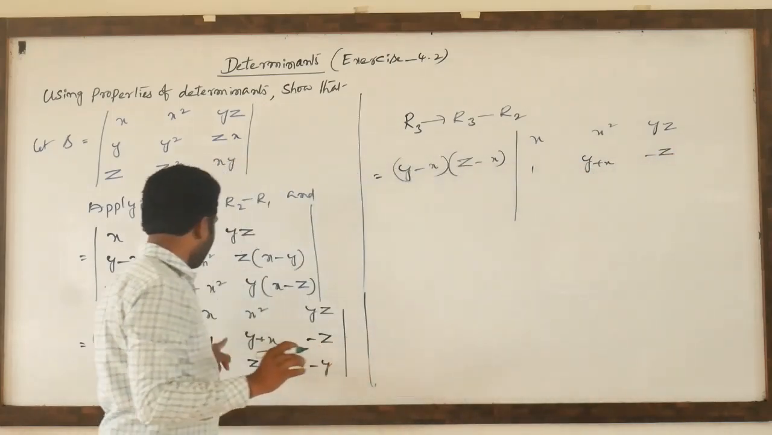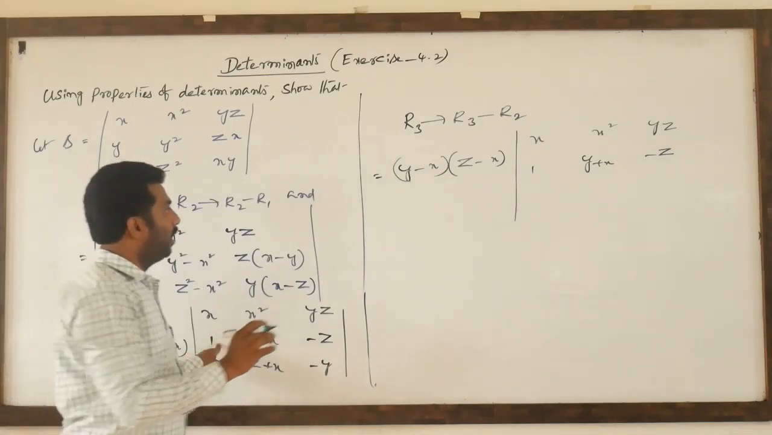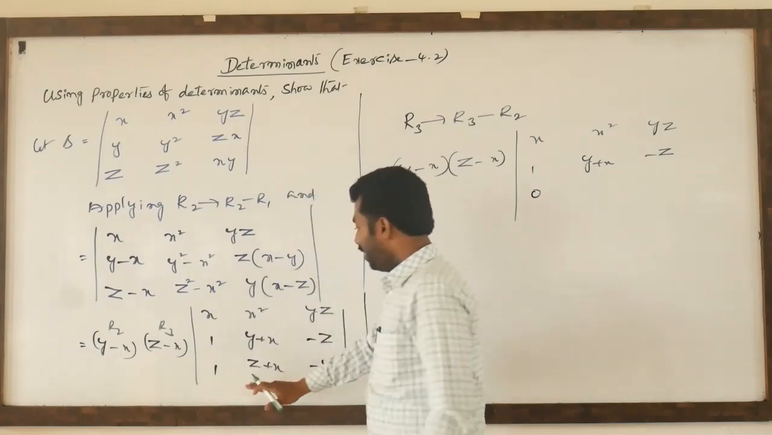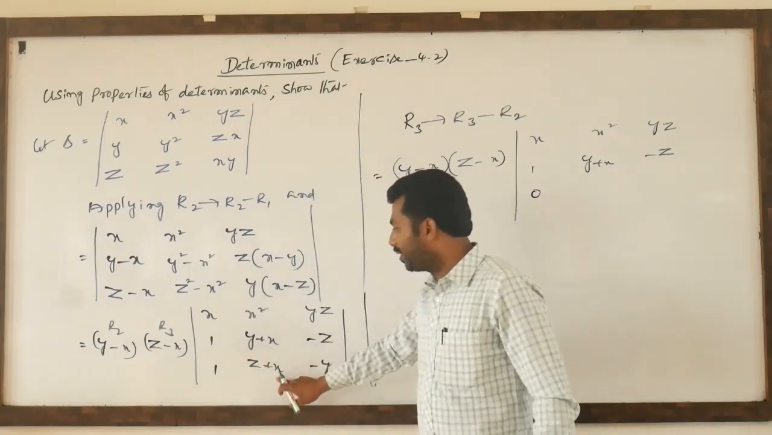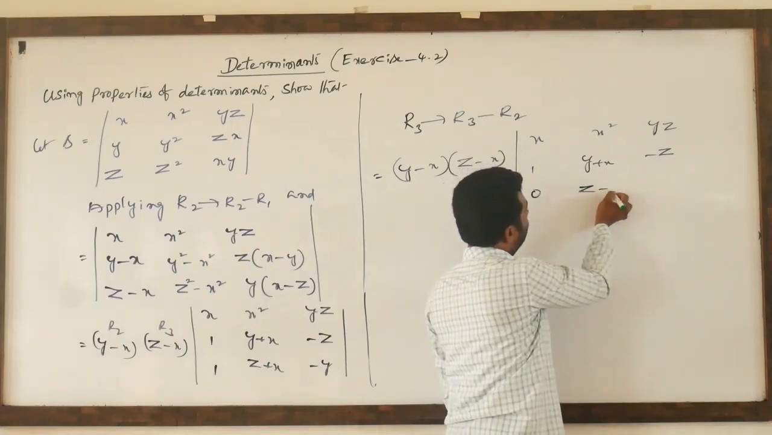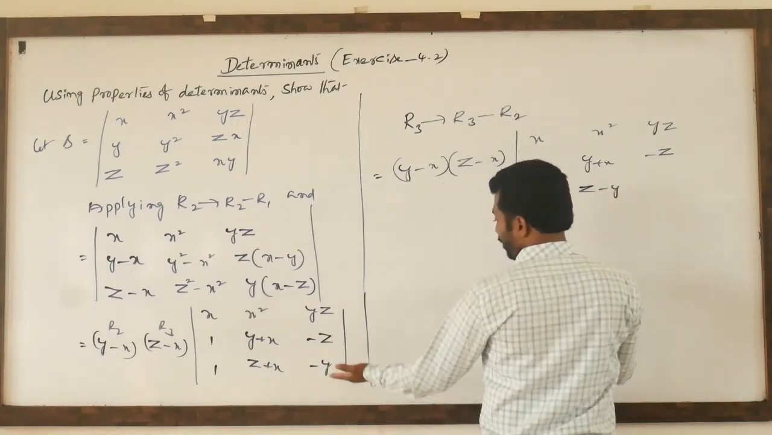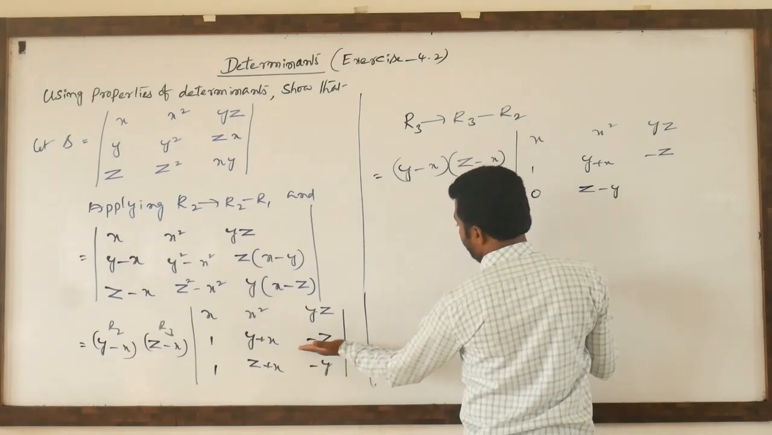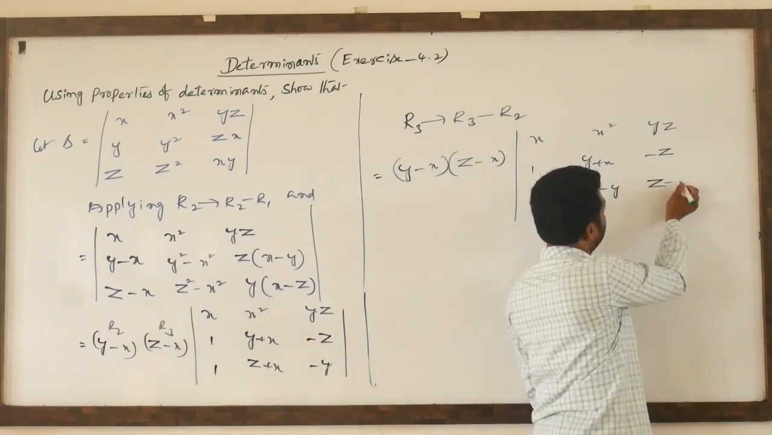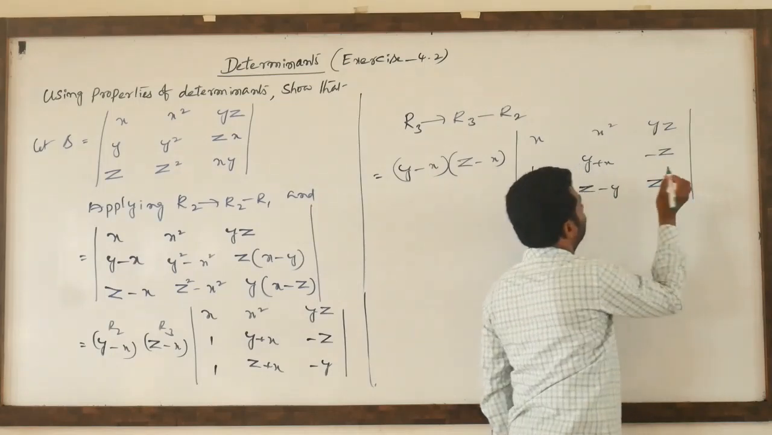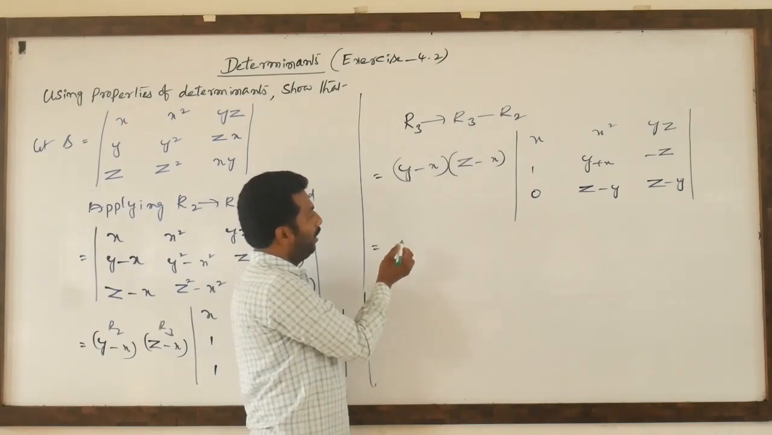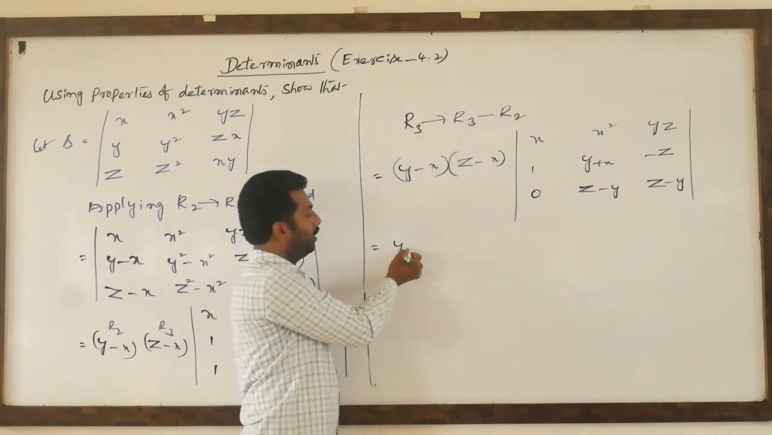R3 minus R2 means this will be 0. See here. R3 minus R2 means plus x minus x cancel. Then what will have means z minus y. This is R3 minus R2 means z minus y. See here. Again from R3 we can take z minus y common.